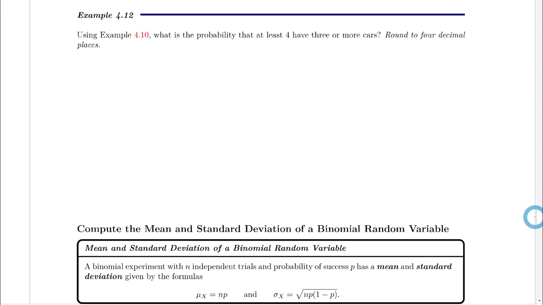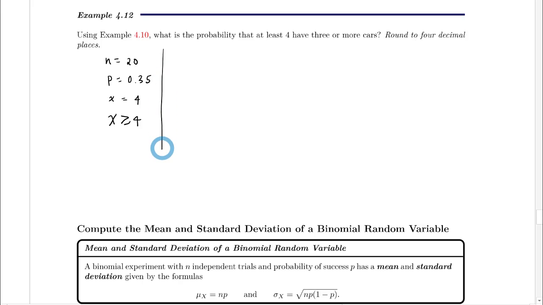It says that using the same example, what is the probability that at least four have three or more cars? So now we're talking about at least four. So again, we had 20 trials. The probability of success was 0.35. And in this case, we still have our little x. We're still observing little x to be 4. But now our big X, meaning our event of success, wants to be at least 4. So less than or equal to. Oh, no. At least 4, greater than or equal to.